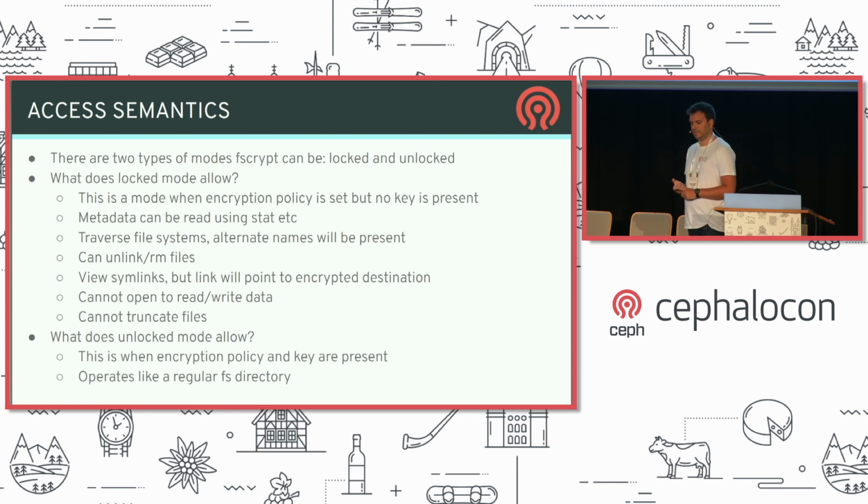You're able to see which files have symlinks, but if you do a long listing of it, it'll just point to something that's not useful because it'll be an encrypted version. You're unable to open and to read and write data, and also you can't truncate files. And then when you are in the unlocked mode, it's when the policy and key are both present on the client, and then it operates like a regular CephFS directory.